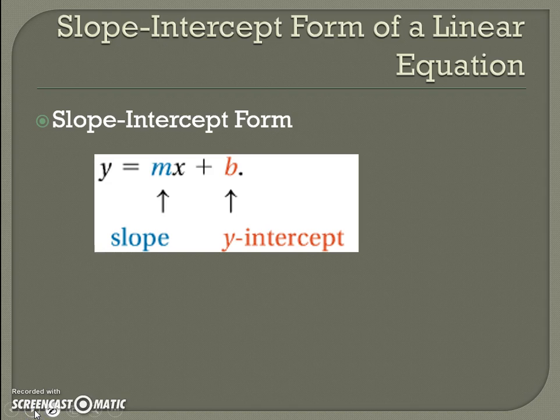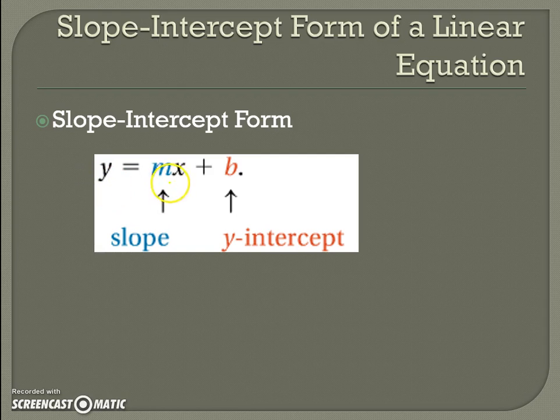Slope-intercept form. Make sure you pause and copy this down. The slope is the m and the y-intercept is the b. This is called a parent equation, and it is the basis for all slope-intercept form equations. So this is kind of the granddaddy of all of them. This is what we want them to look like.